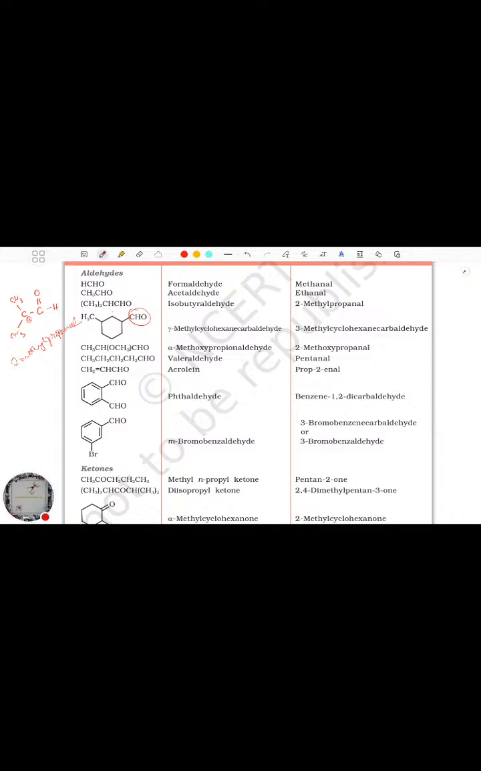And then this is m-bromobenzaldehyde, but it's actually written as carbaldehyde, so it will be 3-bromobenzenecarbaldehyde.